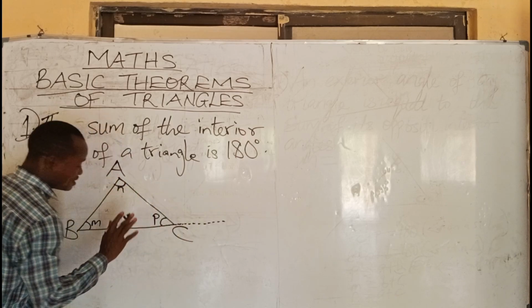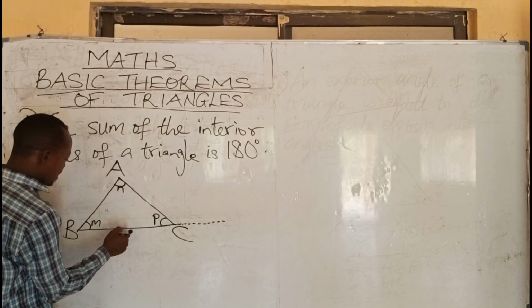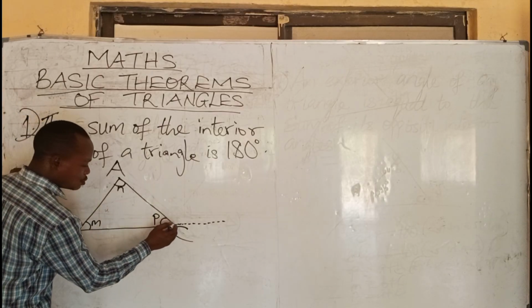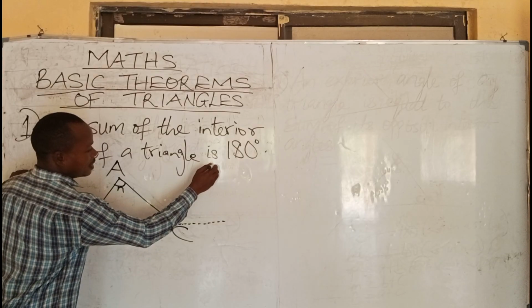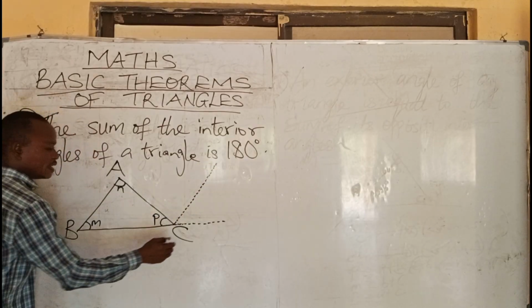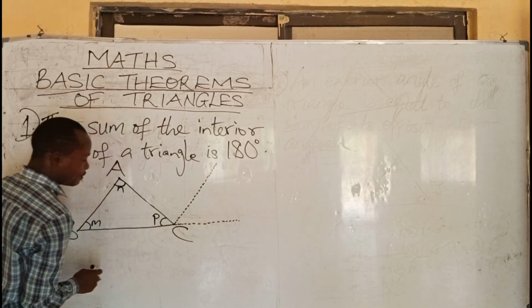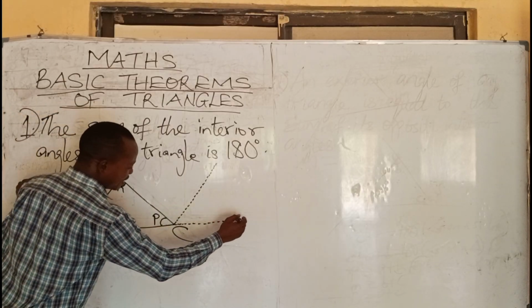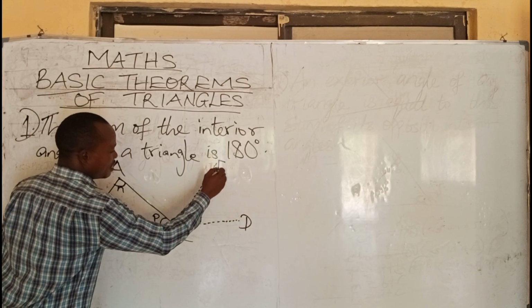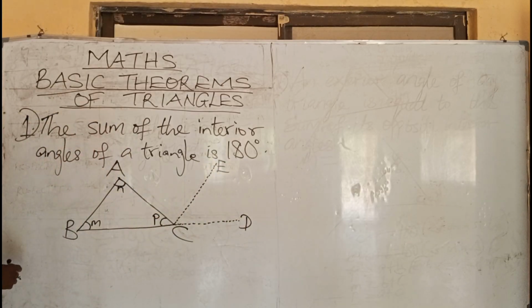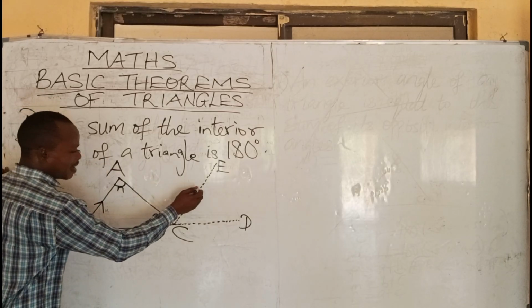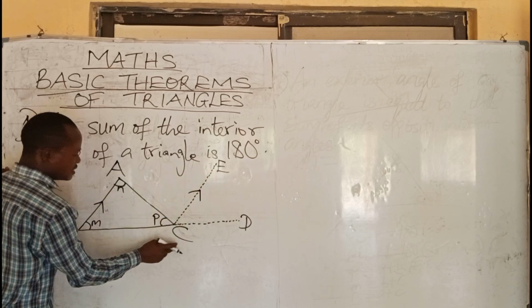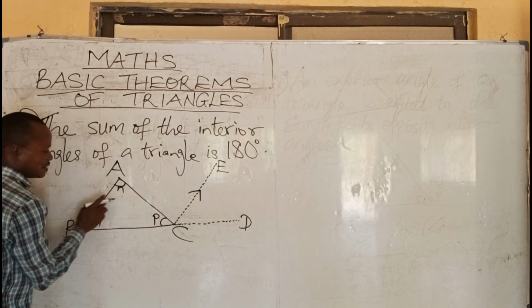I will still label here C, please. It's still C. Now, let me also produce another line here and extend this one this way. Now, let's label here D and then label here E. Now, if you notice, this line AB is parallel to line EC. So these are parallel lines.